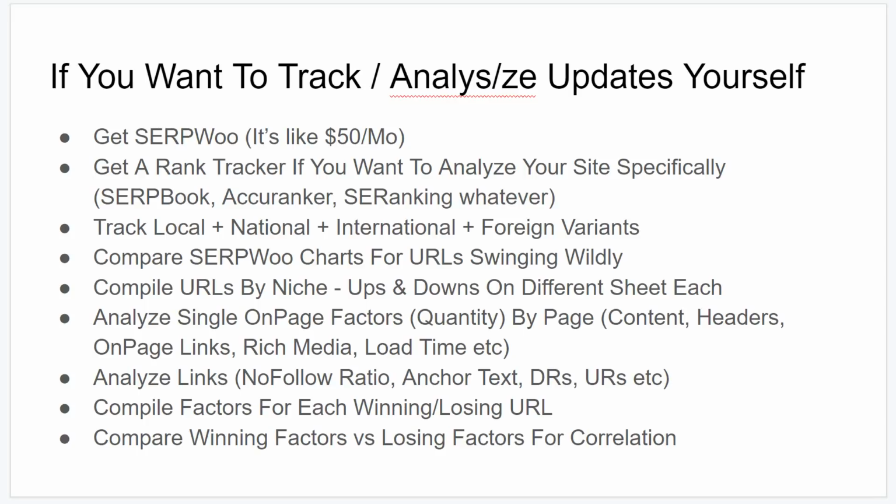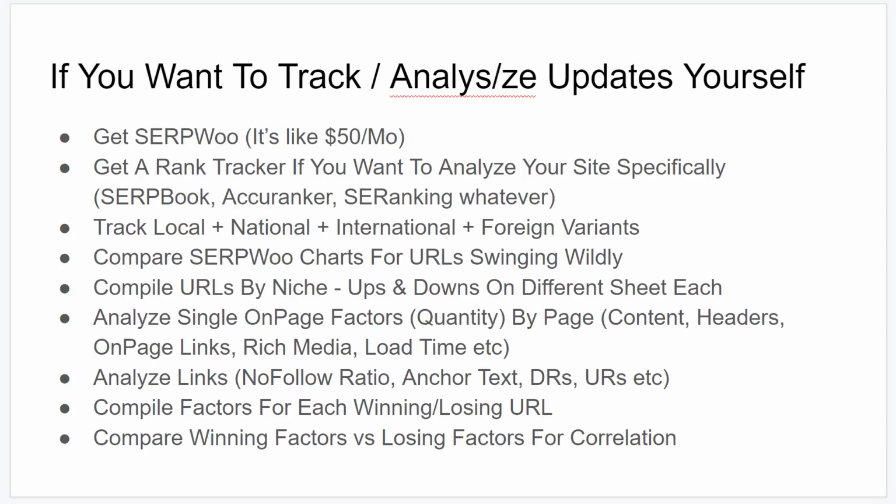Then you want to compare your SERPWoo charts for URLs that are swinging wildly. This basically means that for URLs across the update days, because obviously some updates can happen over a series of days like this one did, you want to take those URLs, compile them into a sheet for up and down per niche, and then you want to analyze single on-page factors by quantity, such as content, headers, on-page links.